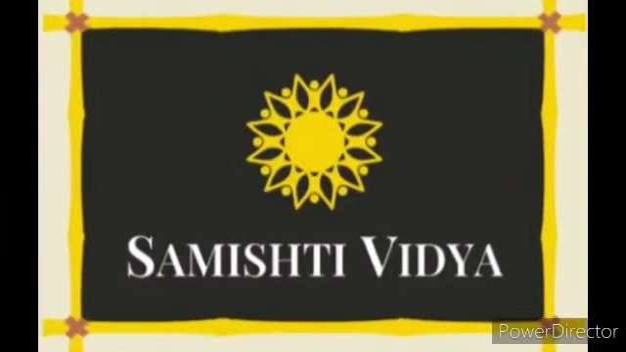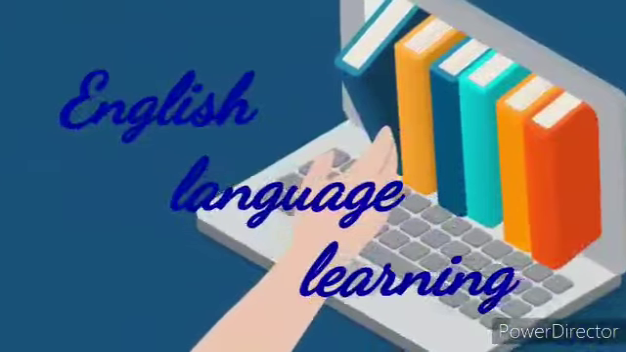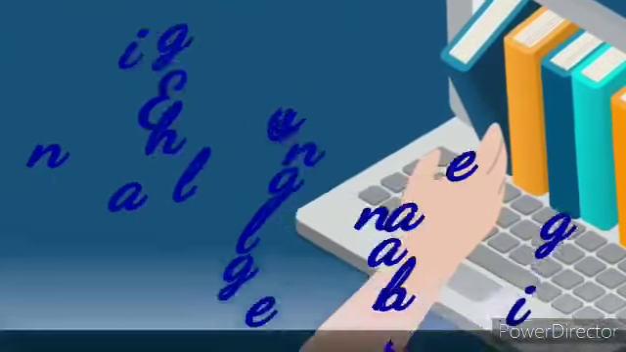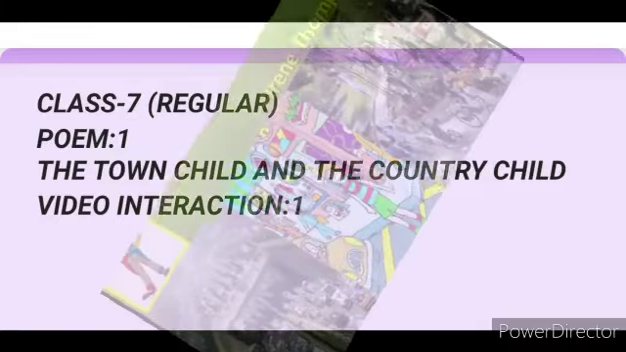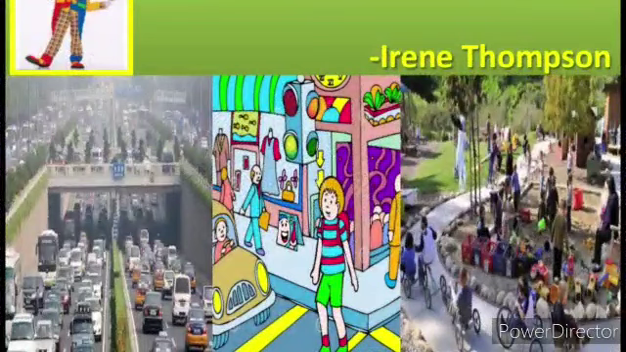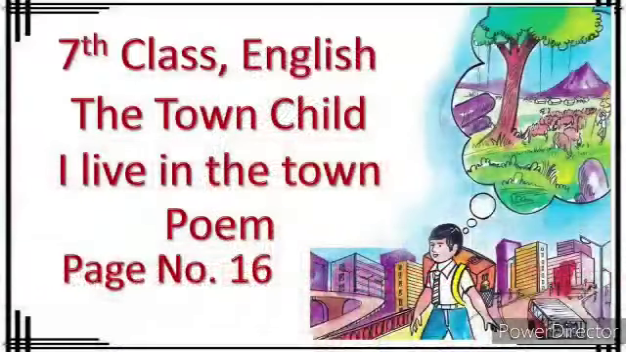Hello, students. Welcome to another interesting session of English language learning. Today, we shall discuss Poem 1, The Town Child and the Country Child, written by Irene Thompson. Please listen to me carefully as I read and also read along with me.